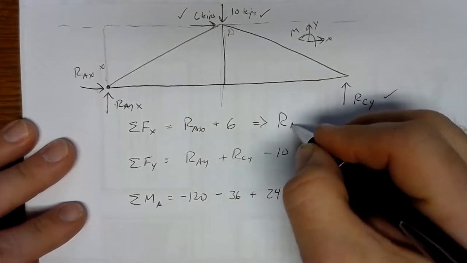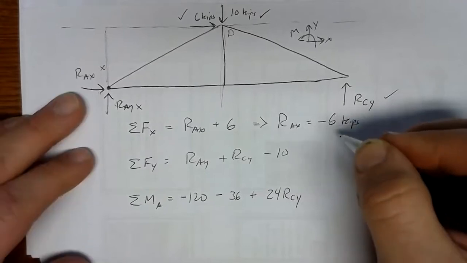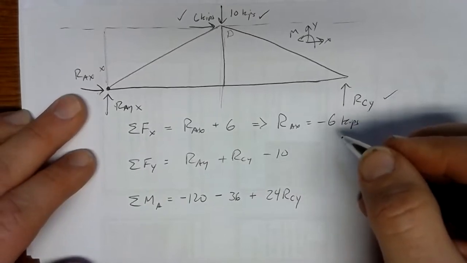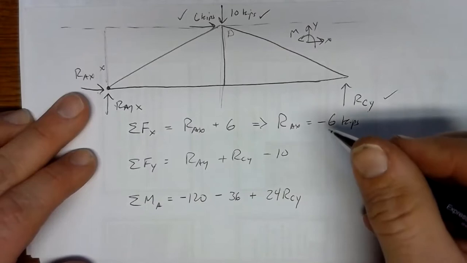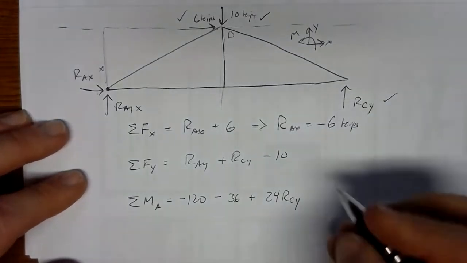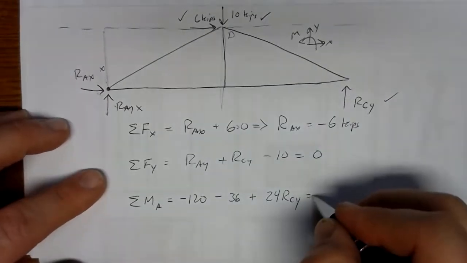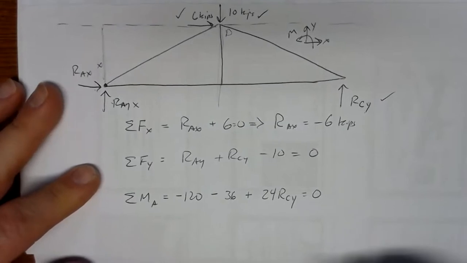RAX is a negative 6 kips. That means we assumed the wrong direction for A. For RAX, it needs to be to the left, not the right. We can't do anything with the y direction equation yet, but we can work with the moment equation.